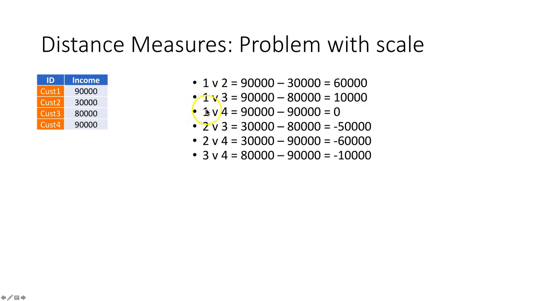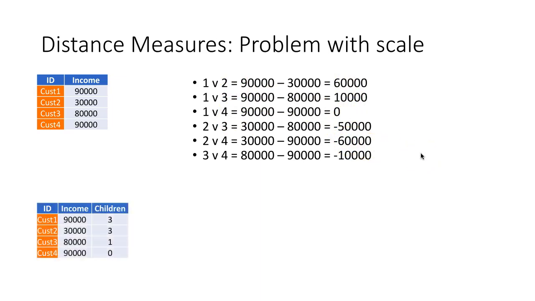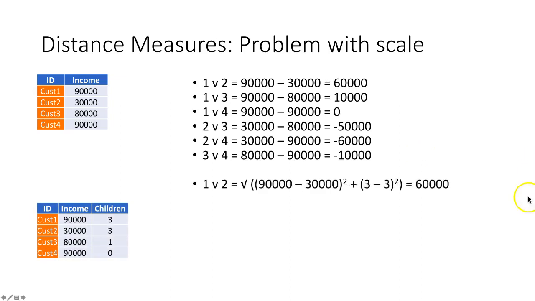Whenever we compare 1 to 3, 1 to 4, and 3 to 4, the differences are relatively small compared to customer 2 versus anyone: 60,000, negative 50, negative 60. So let's now calculate Euclidean distance by taking into account income and children. Here's our formula. We've got 90,000 minus 30,000, so 60,000 squared, which is some massive number. But then no difference in kids, so that's plus 0. Then we take the square root of all that. That gives us our 60,000. But let's take a look at the next one.